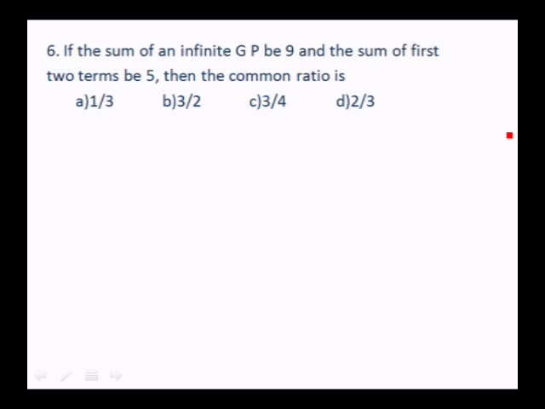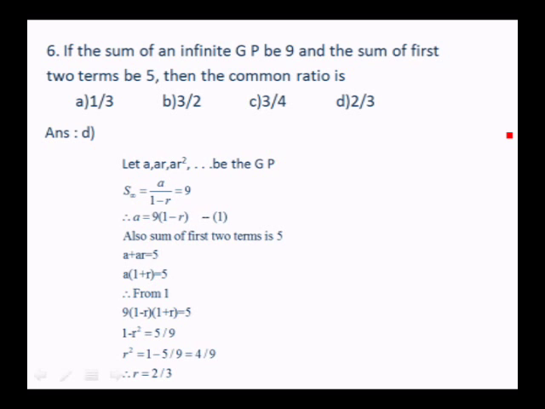If the sum of an infinite GP be 9 and the sum of first two terms be 5, then the common ratio is: A 1/3, B 3/2, C 3/4, D 2/3. So, here also let a, ar, ar^2 be the GP. I know that S infinity is a over 1 minus r, that is equal to 9. So, equate it to 9 so that you get a is equal to 9 into (1 minus r).